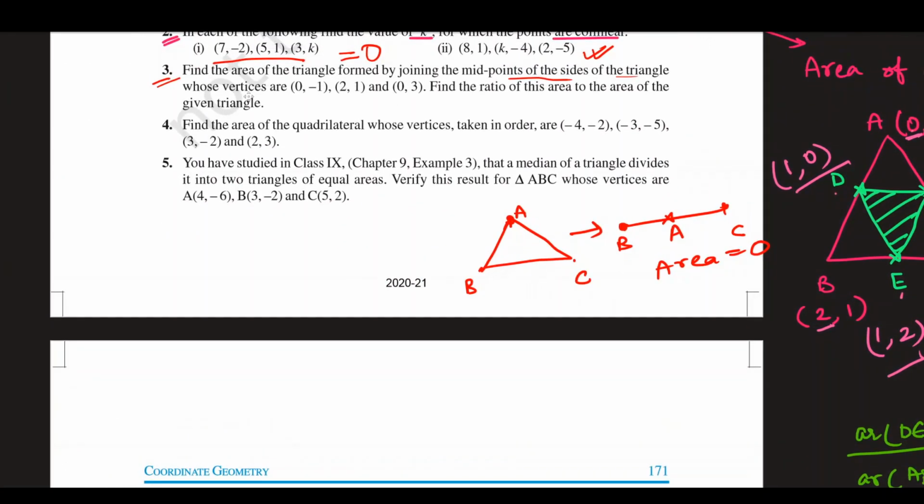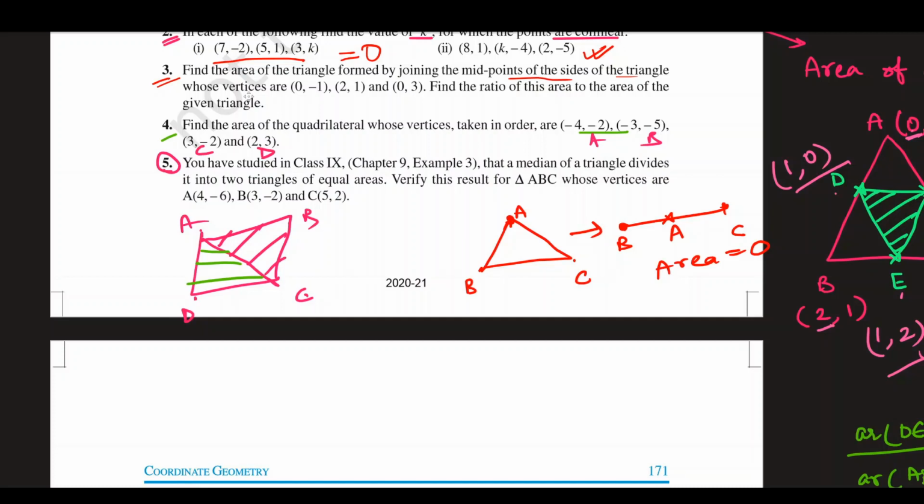And in question number 4, you just have to take any 3 points as they are in order. Suppose this is A, this is B, this is C and this is D. If we join A, B, C and D, and this is the quadrilateral, just join AC to get the area of ABC and the area of ACD, and then add those two areas to get the final answer.